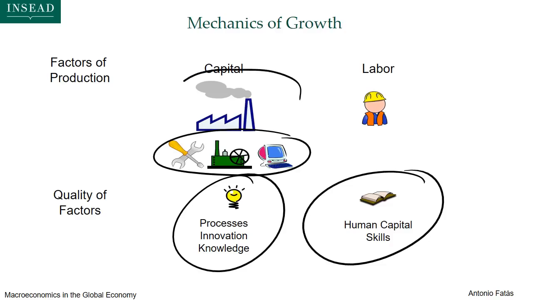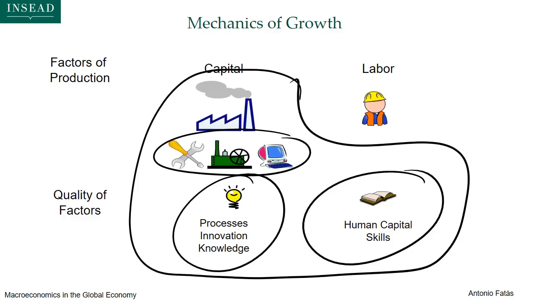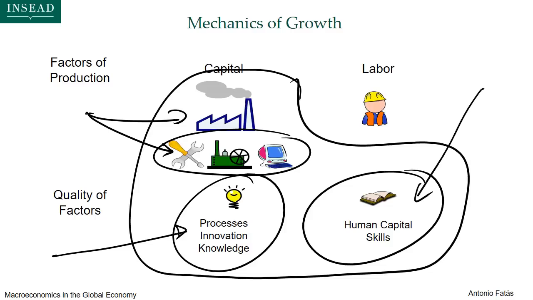In fact, if we think about everything included in this block, each of these variables is increased through some form of investment. In the case of factories or tools, equipment, computers, we're going to talk about investment in physical capital. In the case of processes, innovation, knowledge, we're going to talk about investment in knowledge creation or innovation. And in the case of human skills or human capital, we'll talk about investment as well, investment in human capital.